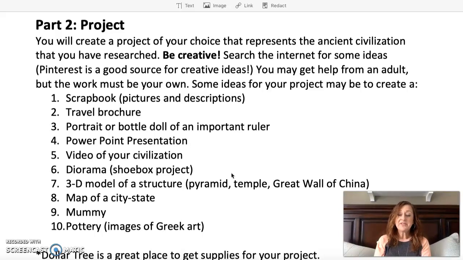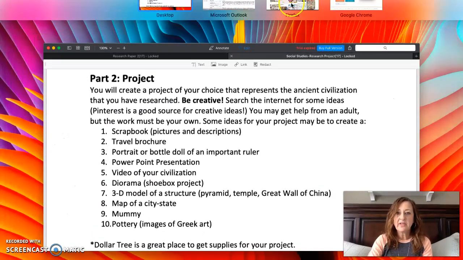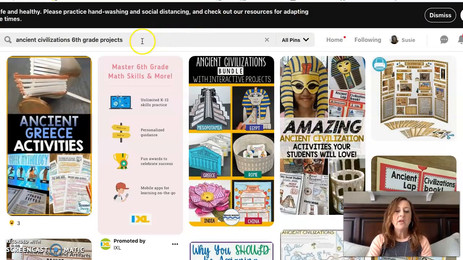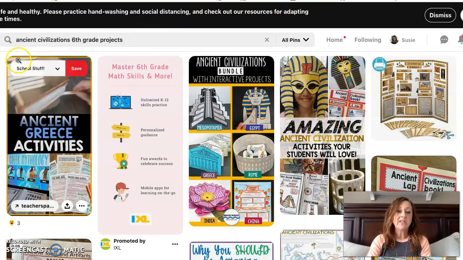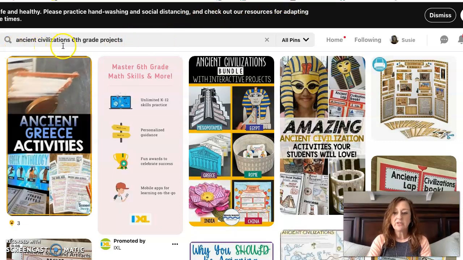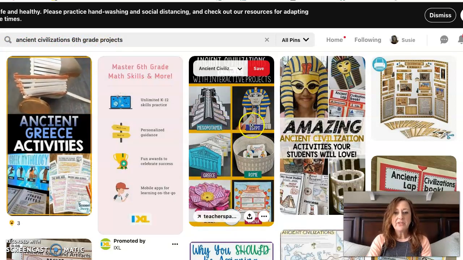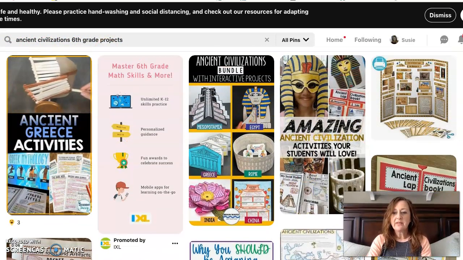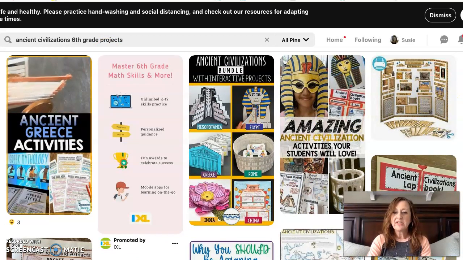Some ideas that I listed here I got from Pinterest. If you go to Pinterest.com, I'm going to show you. I think I have it up here. Yeah. You can type in something broad to get some ideas. I typed in ancient civilizations, 6th grade projects. And you could see that you can come up with all sorts of things. Here is a school board, one of those, like a science project board.